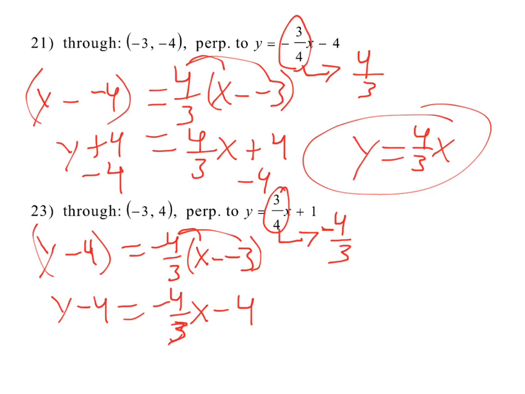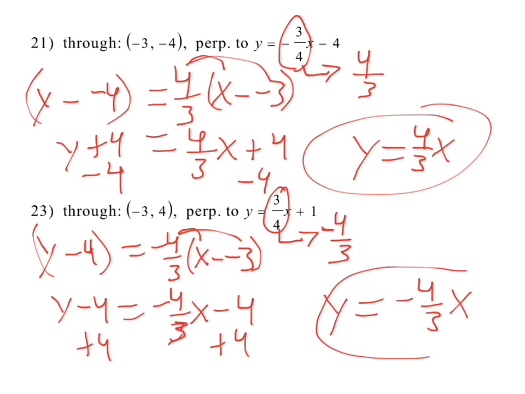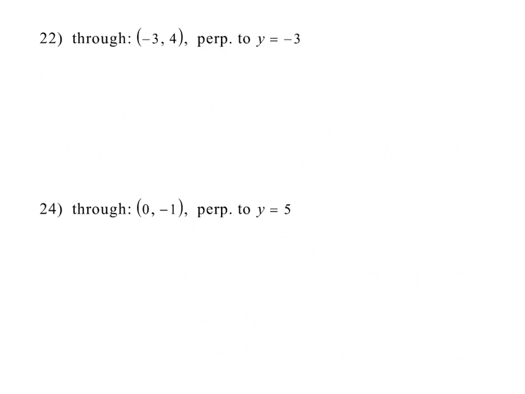Anyway, and now we need to get y by itself, so we're going to add 4 to both sides. And this time you have y equals negative 4/3 x, and that's it. So the same, but negative.